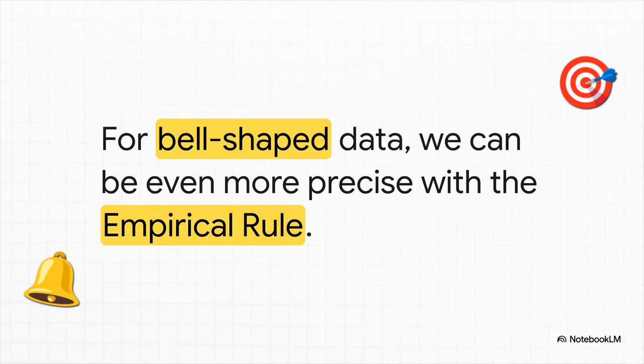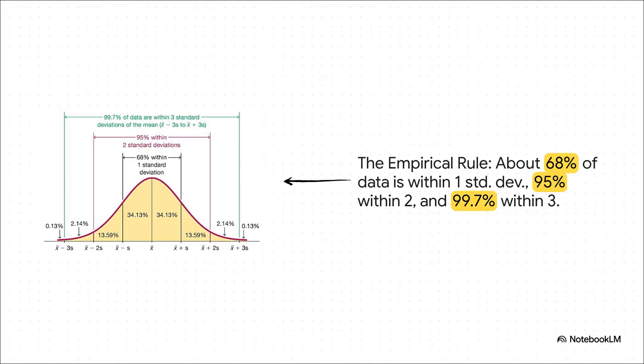Now, if we happen to know that our data has a specific shape, the classic symmetrical bell-shaped curve, we can get even more precise than that rule of thumb. For that special case, we use something called the empirical rule. This famous bell curve diagram tells us everything we need to know. For data with this shape, about 68% of all your values will be within 1 standard deviation of the mean. If you widen that out to 2 standard deviations, you've captured 95% of the data. And if you go all the way out to 3 standard deviations, you've accounted for pretty much everything, 99.7% of all data points.